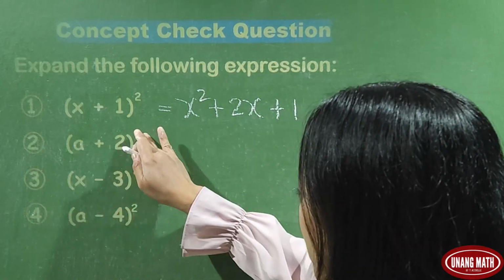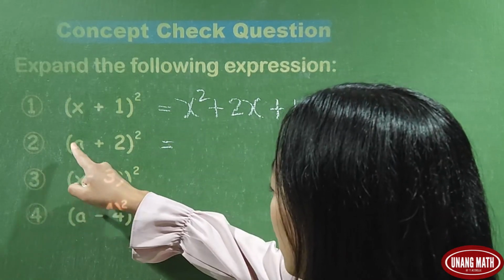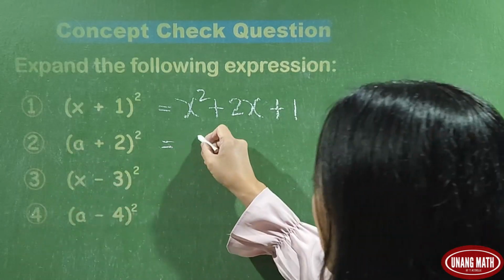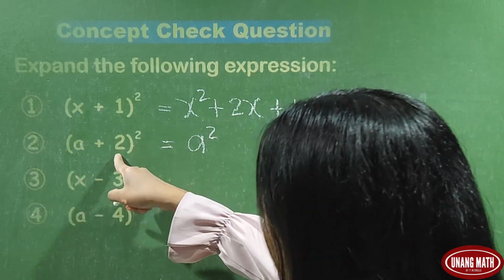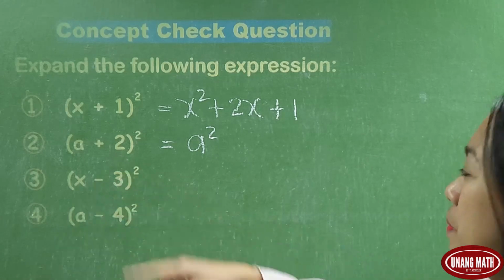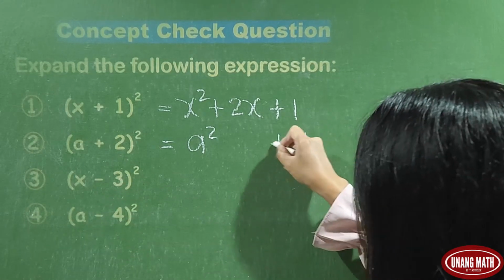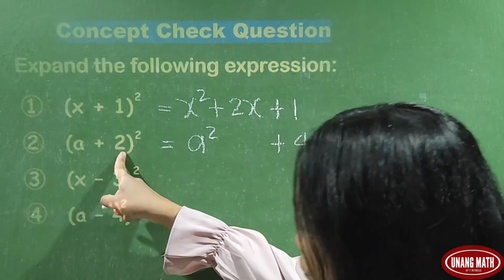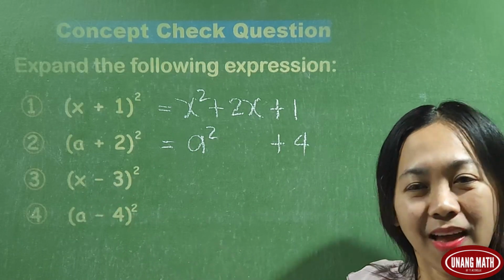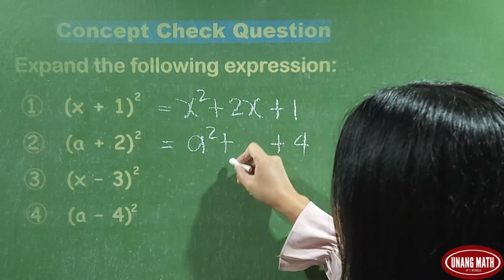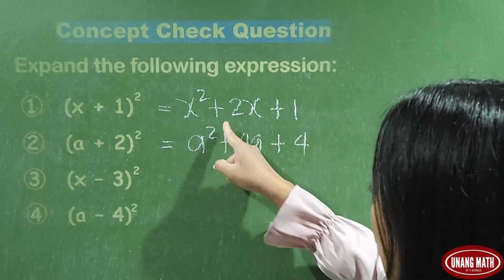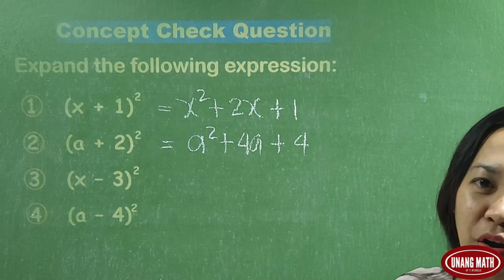(a plus 2) raised to the power of 2. So a times a, then that would be a squared. 2 times 2, then that would be 4. So plus 4. What about a times 2? Then that would be 2a. Times 2, then we have 4a. So plus 4a. So a squared plus 4a plus 4.